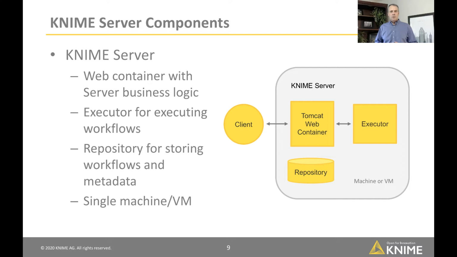Well, one of the main pieces is a Tomcat web container. That container has all of the business logic of the KNIME Server. So when you log in with the server, when you upload workflows, when you browse workflows, all of that is done through the Tomcat web container, through that web service that we built. There's also a repository for storing your workflows to make it persistent. And the executor is a piece that actually runs the workflows for you. So when you go to the server and you run that workflow, it gets loaded into the executor and the executor runs it for you.